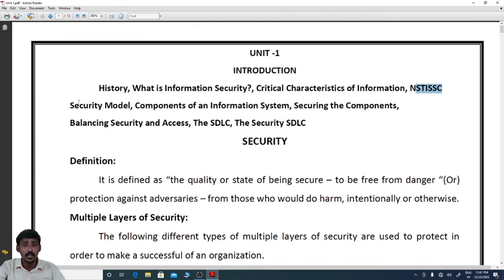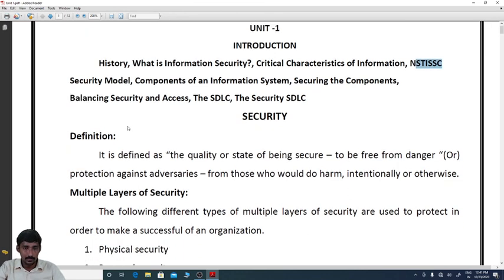Cube by cube, there are three dimensions that are focused on. One is the CIA, that is confidentiality, integrity, and availability, and also the way you use it: storage, processing, and transmission. And also the different ways of providing that information protection: policy, technology, and education. These are the three dimensions we need to focus on, giving 27 cells of the cube.